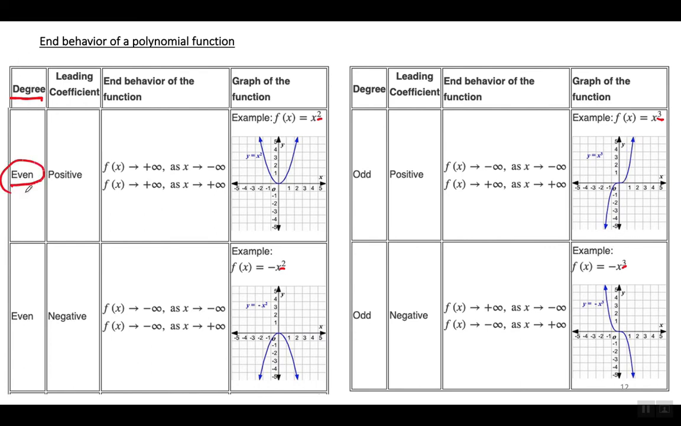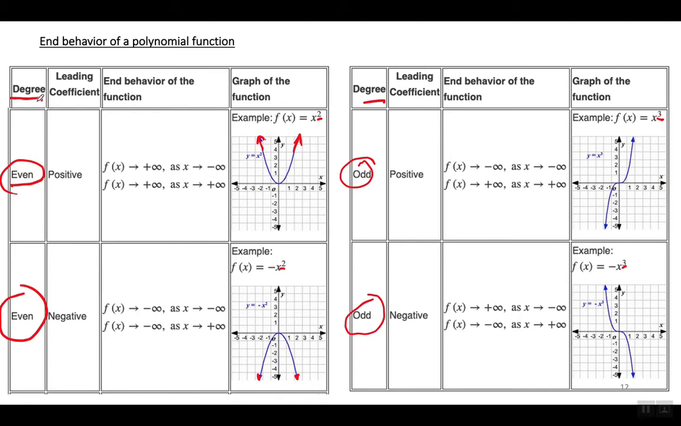If the degree is an even number, notice that the ends of the graph are going in the same direction. So that's the first way to remember. If the degree is even, the ends of the graph are going in the same direction, either both up or both down. Whereas if the degree is odd, like in this case it's the number 3, then they're not going in the same direction. One is going down and one is going up.